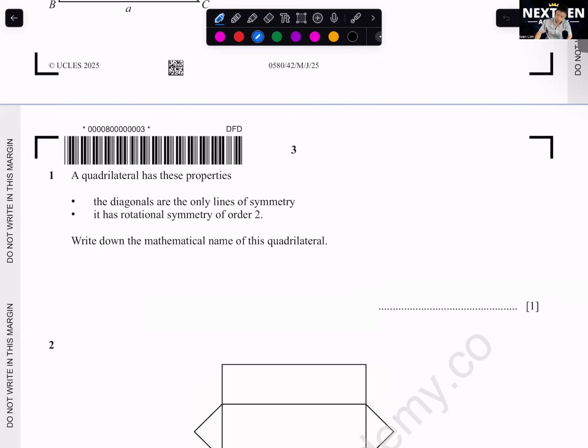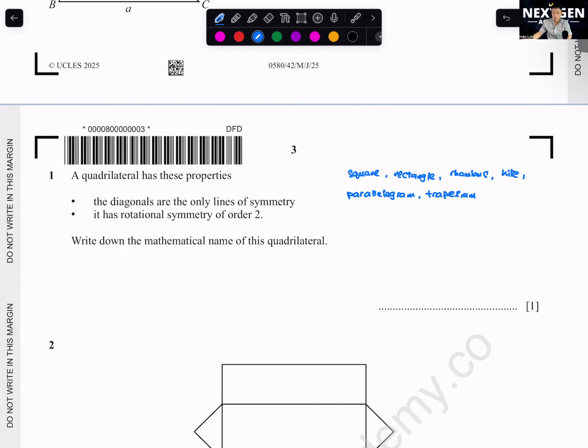Square, rectangle. Okay, what else? Rhombus, kite. Good. Anything else? Parallelogram, trapezium. Anything else? 1, 2, 3, 4, 5, 6. Any other quadrilateral that you have learned before?